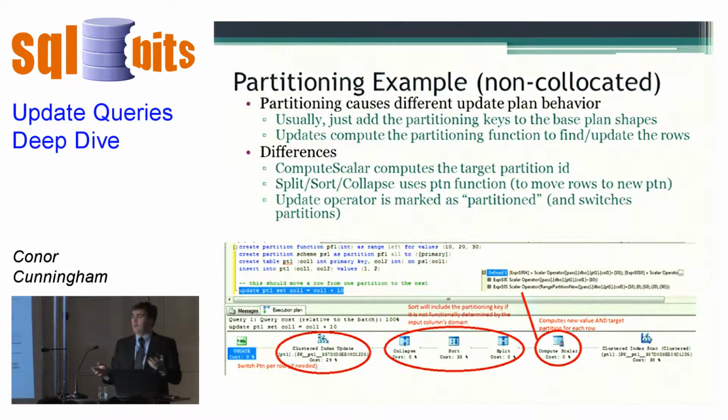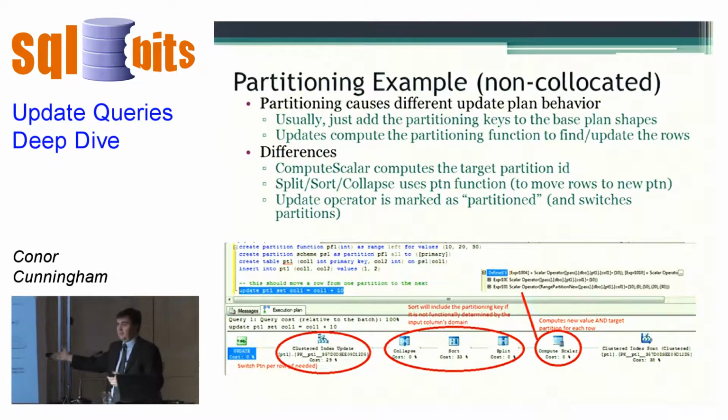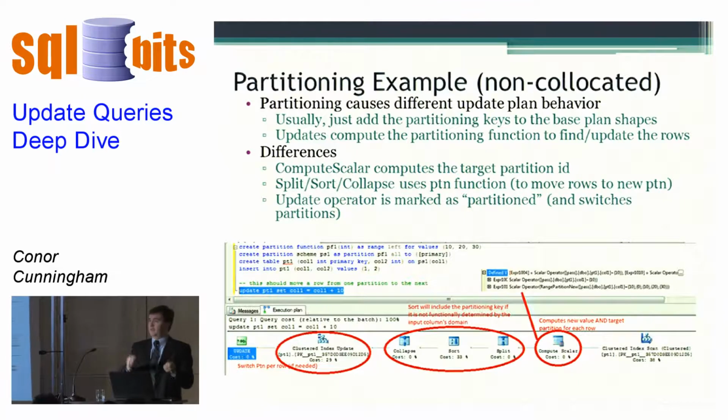It's a few thousand instructions in the worst case to get the new partition. And once you have that, then you know where it goes. And split sort collapse can figure out which ones go to which partition, and therefore can avoid duplicate key violations happening across the partition boundaries, as well as get things to the right partition.